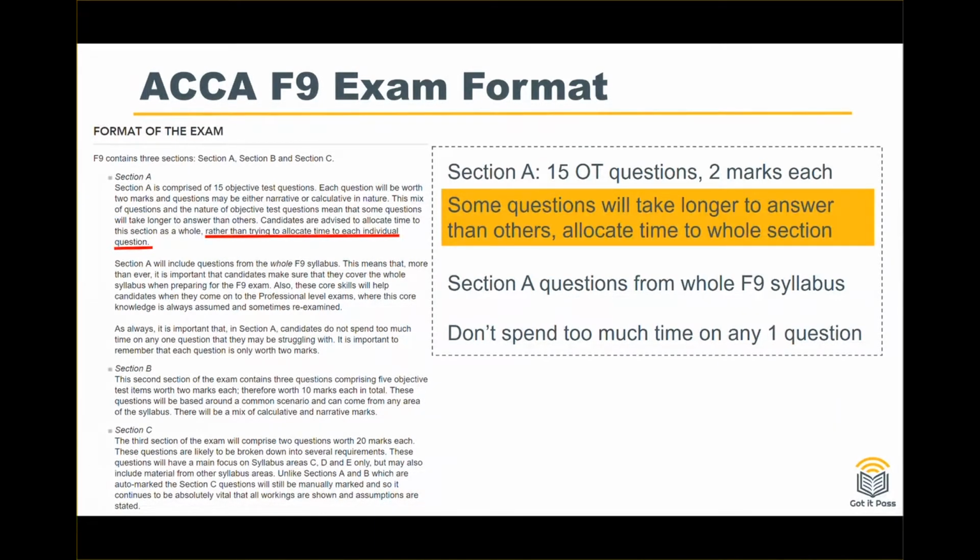A. But there is a very important tip. Some questions will take longer to answer than others. For example, some numerical calculations may need a little bit longer, maybe 6 or 7 minutes per question. But some conceptual questions are quite short. You only spend about 1 minute to read it through, and then you can provide the answer.